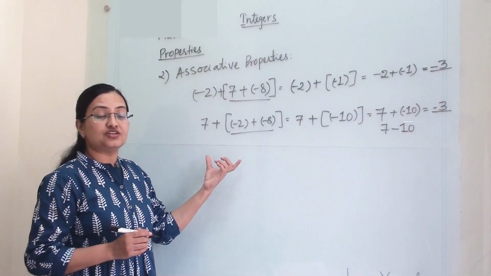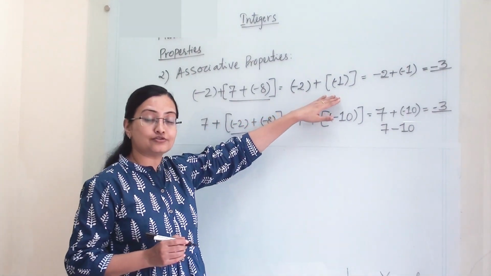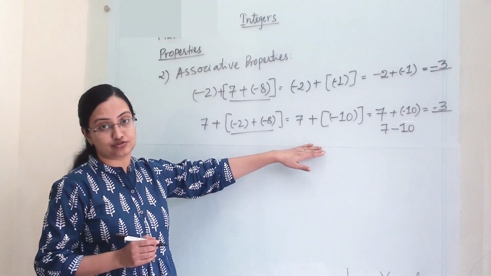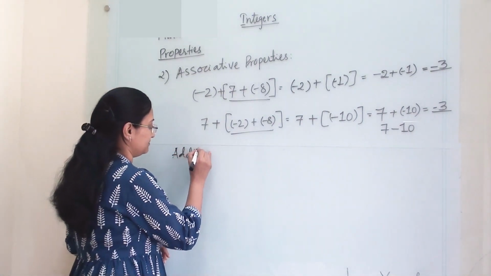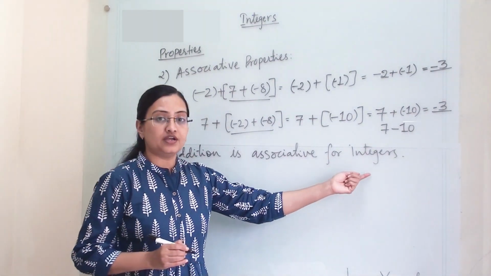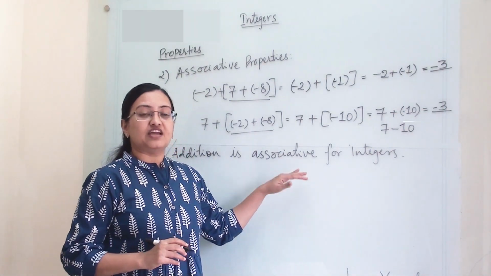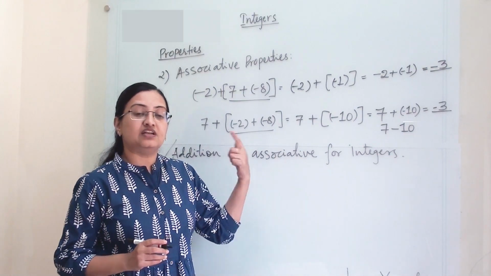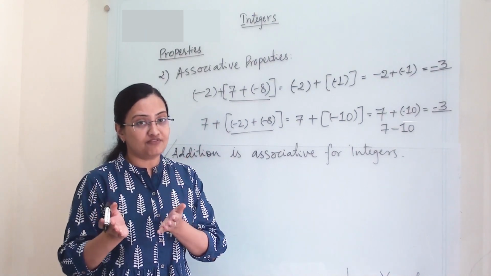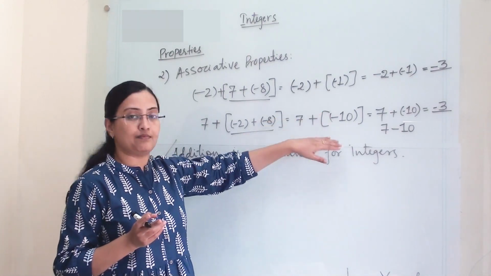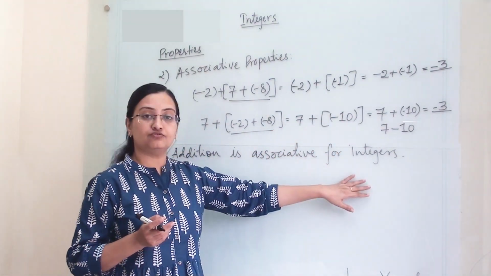That means addition is associative for integers, because it is true for whole numbers also, and it is true for negative numbers also. So it is true for both. So addition is associative for integers. This we have to remember. And for this property we are not checking subtraction, because earlier we have seen that if we change the order, then the result may vary for subtraction. So the same thing will apply here also, and we are not going to check that. So addition is associative for integers.